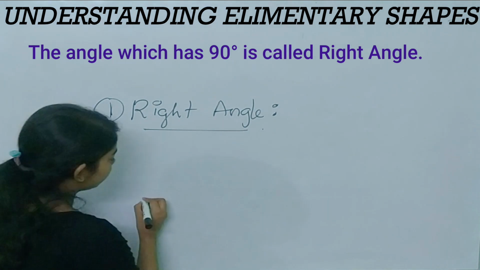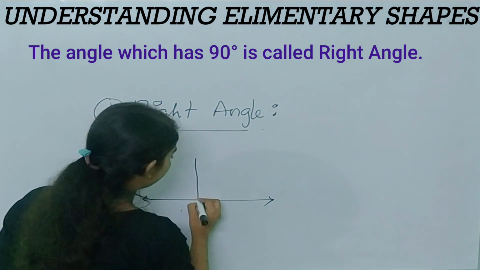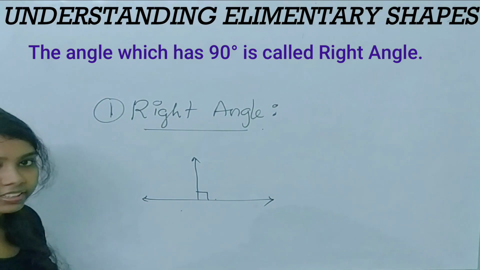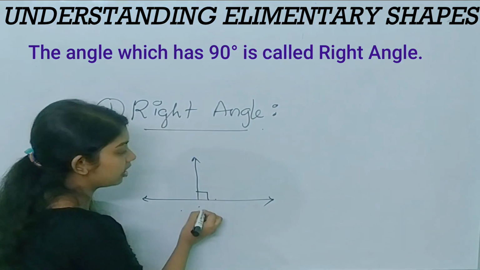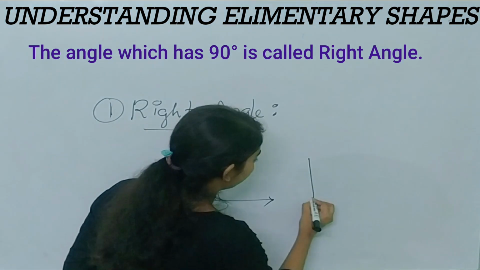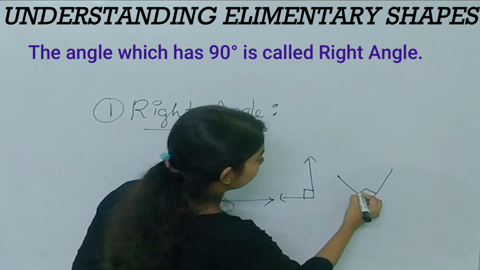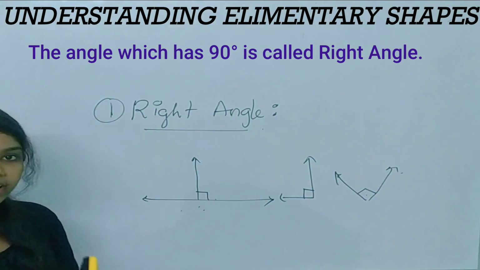Suppose यहाँ पे एक लाइन दिया गया है. If I draw a 90 degree here, then it becomes a right angle. Alright? इसका मतलब ये नहीं कि right angle सिर्फ ऐसे ही draw किया जा सकता है. This can be drawn like this also, and this also. कोई भी डायरेक्शन हो, अगर वो 90 डिग्री का होता है तो वो एक राइट एंगल होता है.